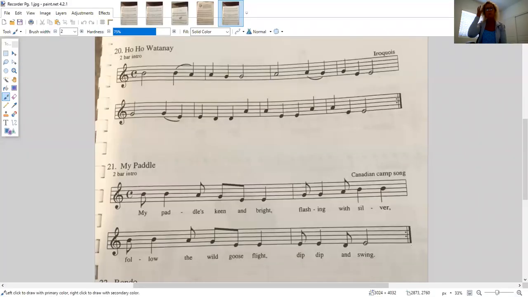Okay, so screen sharing. Let me take you to the page that I'm talking about. Hopefully you can see this right in front of you. The first song's called Ho Ho Watane. Okay, and it looks like it is by an Iroquois tribe. If you look up in the right-hand corner, it says Iroquois, which is a Native American tribe.